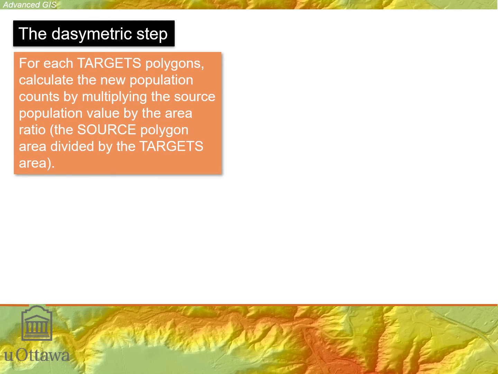So the Dasymetric step now. For each of the target polygons, we calculate the new population counts by multiplying the source population value by the area ratio. That is the exploded area, multi-part to single part, the single part area divided by the source area times the population.